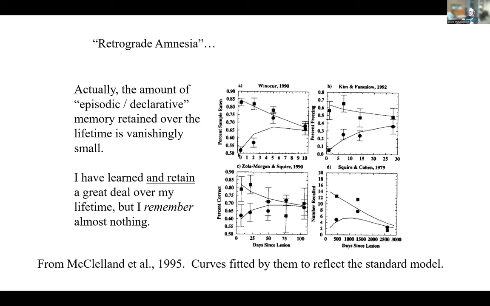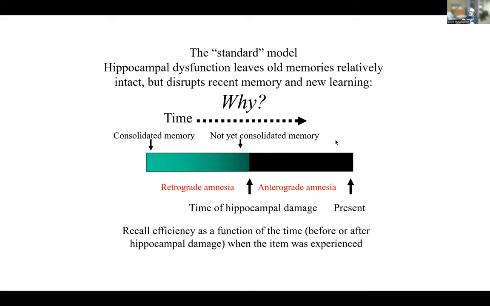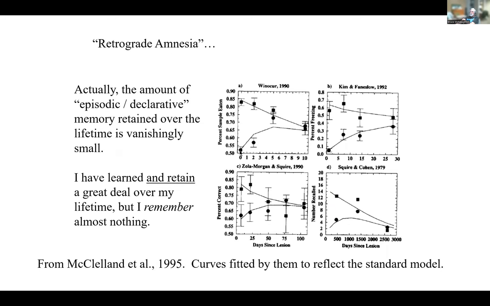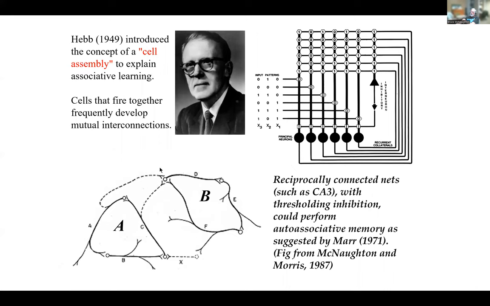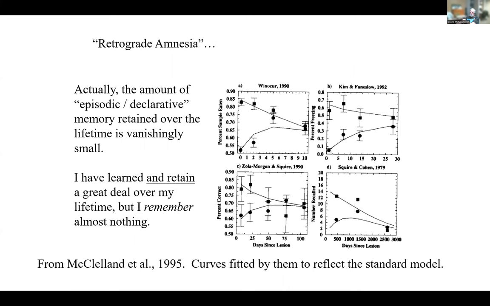But in any case, what it shows is basically what is illustrated here, that for memories that were acquired just before the damage to the hippocampus, recall much later is very, very poor. And as time goes by into the distant past, the memory for events that were learned becomes not significantly different from controls. And that's what gave rise to the standard model of retrograde amnesia and memory consolidation. So we're going to address the reasons that we think the brain shows this dynamics. And we're going to approach it from two points of view.